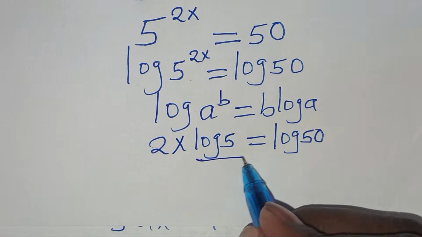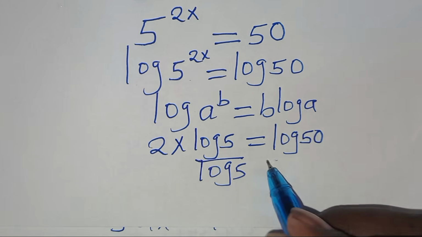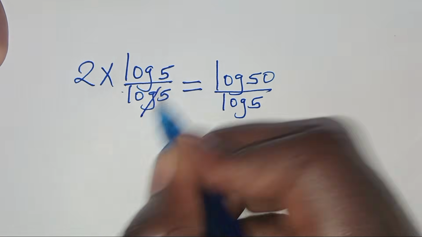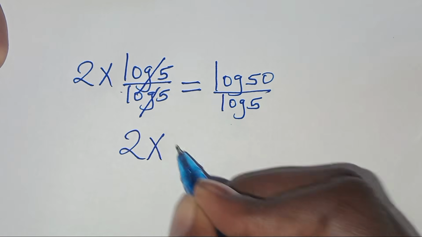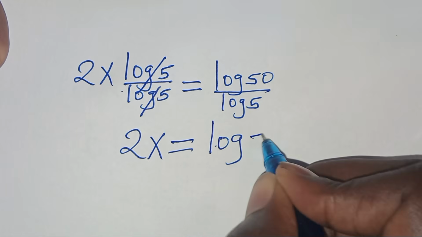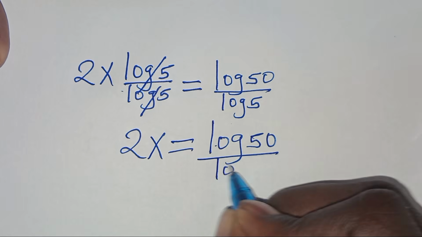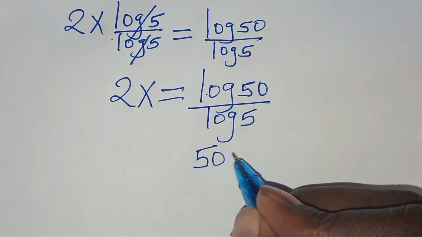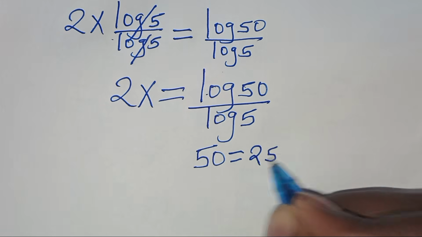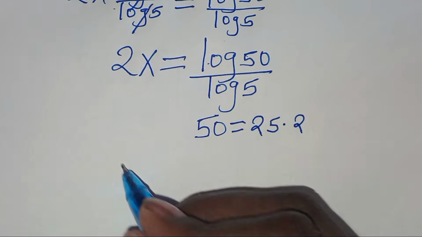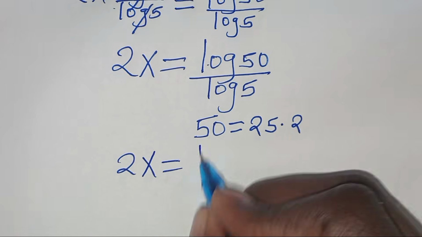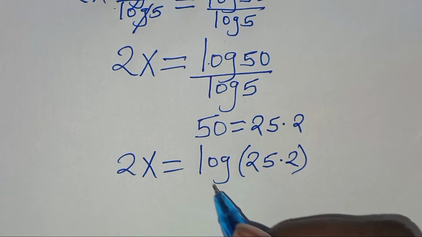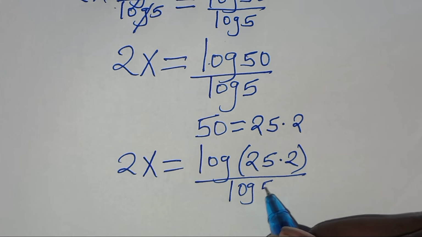Now let's divide both sides by log 5. Now let's simplify log 5 and log 5 so that we have 2x equal to log 50 divided by log 5. Now, the next step is that we can express 50 as the same thing as 25 multiplied by 2. So we have 2x equal to log of 25 multiplied by 2, then divided by log 5.